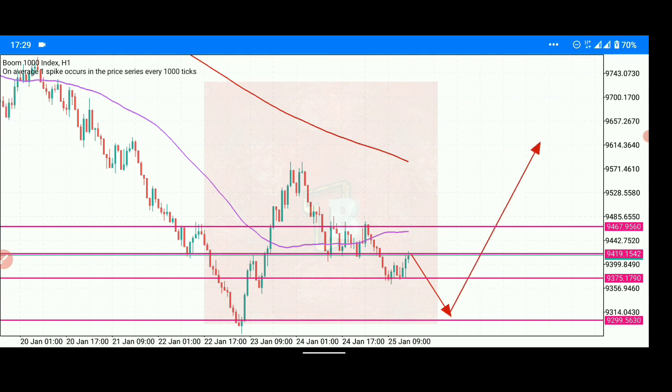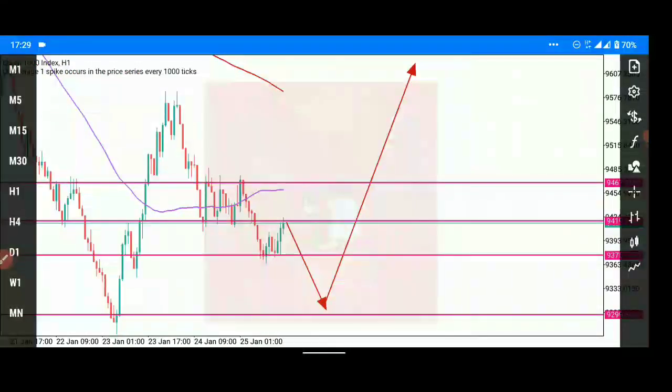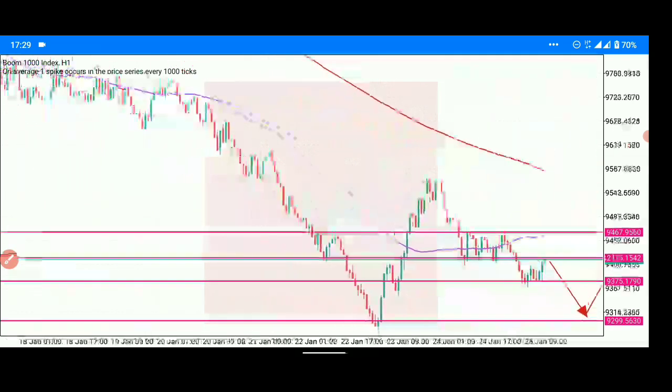If I was to trade this market, I would have made money from here, sold right here, then exited. Let me zoom in and show you. I would have started the trade right here, exited right here, then waited for a retest of this point, which is what we are waiting for now, which is giving us this. Are we together? That's basically how to trade the boom and crash market.